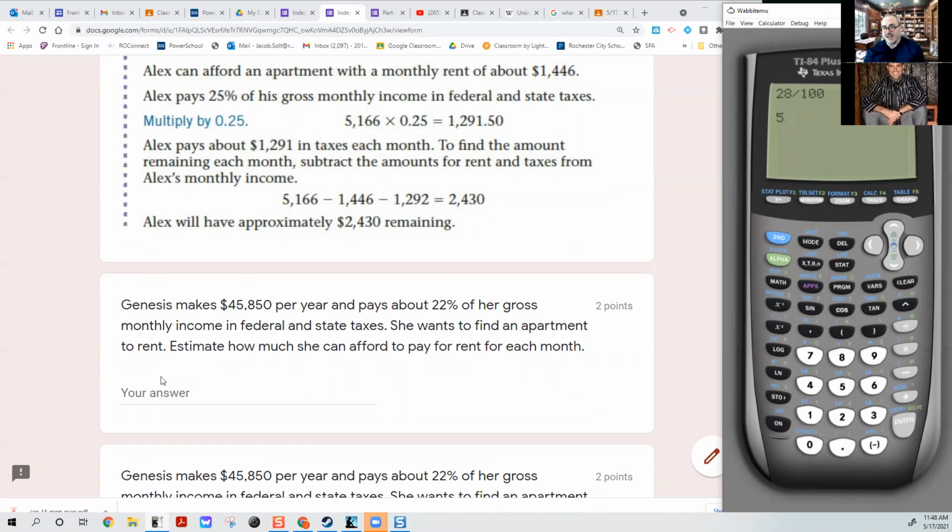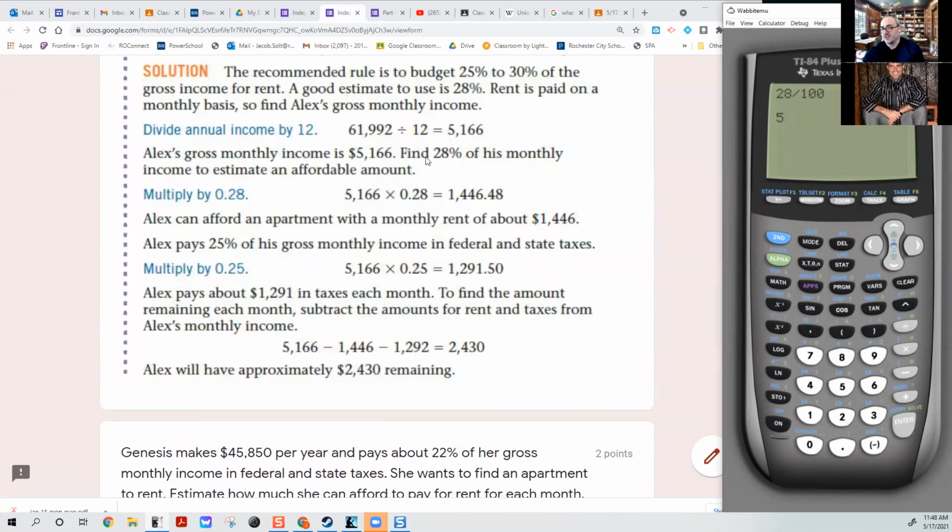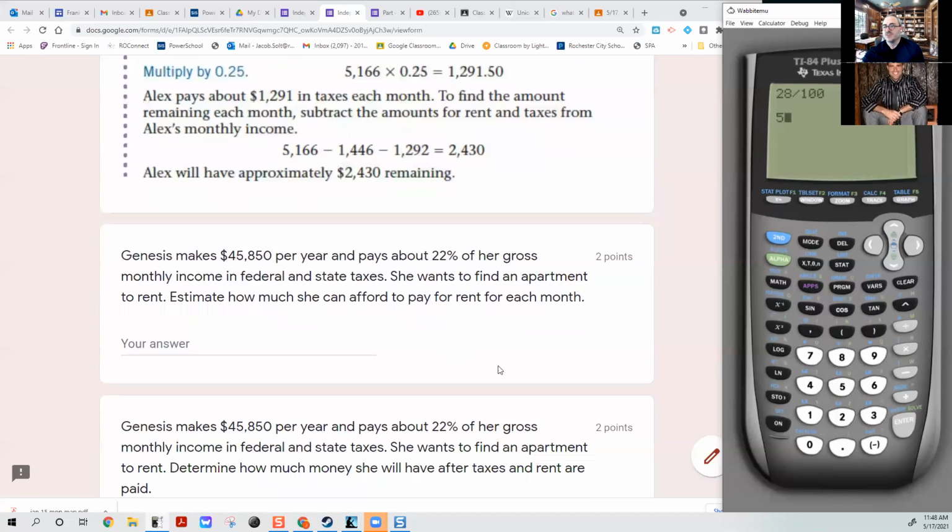Normally I would say any number between 25% and 30% would be reasonable. But let's use 28% for whatever reason. I'll just have to remember this. We're going to use 28% as a number between 25 and 30. So go ahead, use 28% as your recommended percent spent on rent. Go ahead, do that calculation.